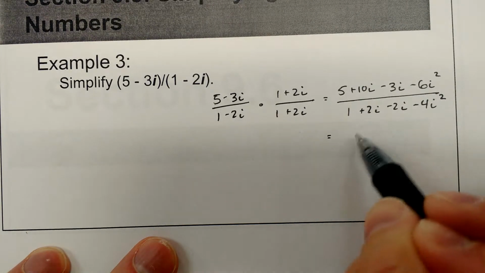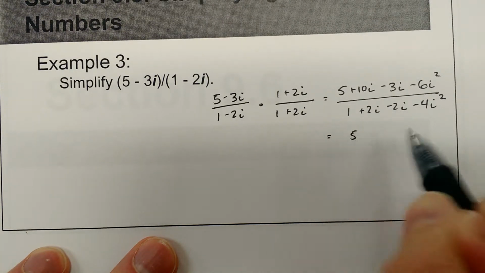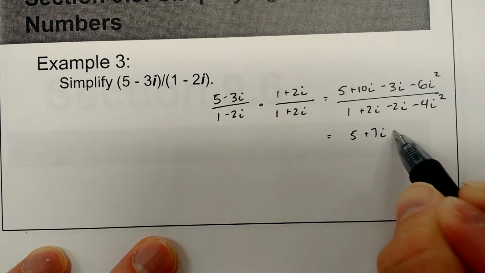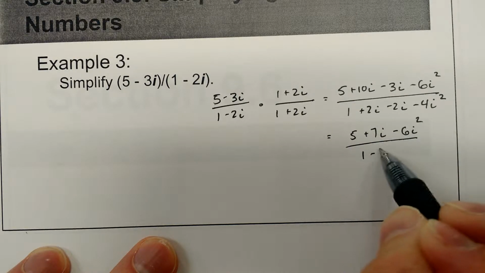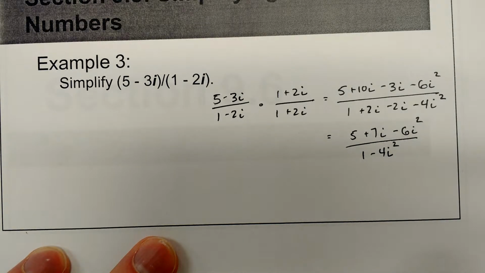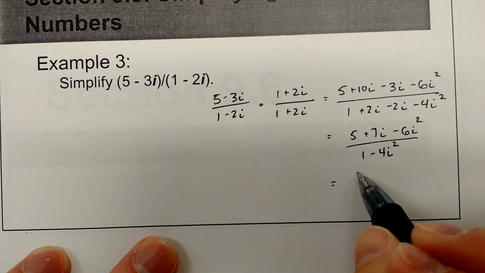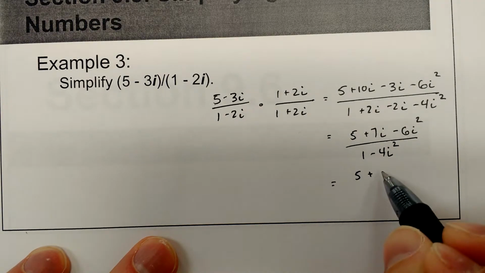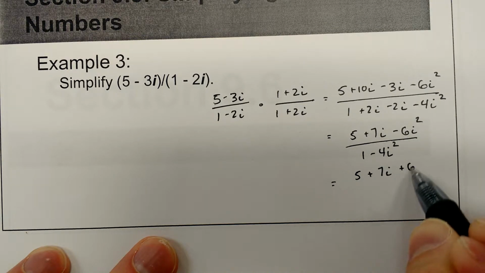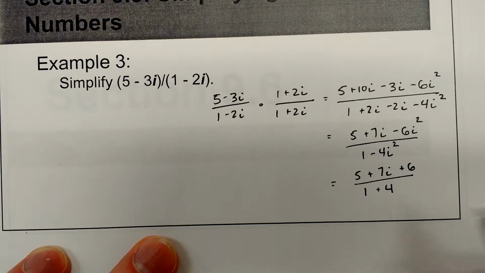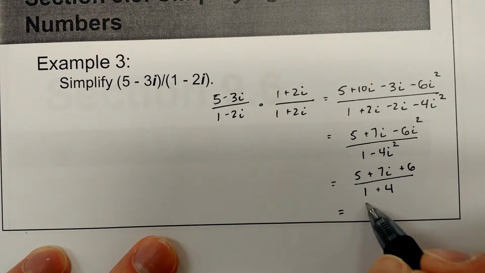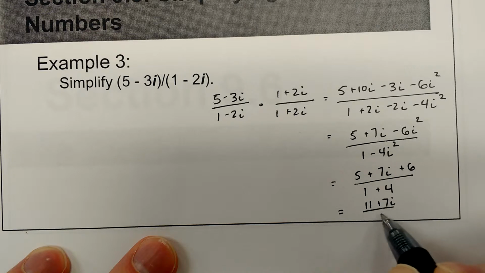On the top, those middle two terms are like terms, so that's 5 plus 7i plus 6, because the i squared flips the sign. On the bottom, the middle two are like terms, so they go away, since they are opposite in sign. The i squared flips the sign down here too. And then your last step, you combine like terms: 11 plus 7i over 5. Note that the i term always comes last.